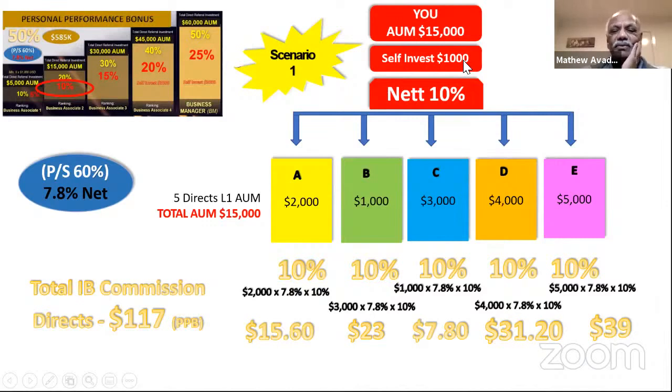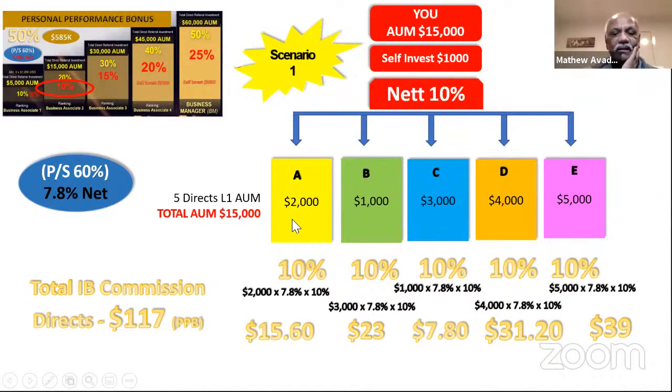You have invested $1,000, so now your net commission is 10%. As you can see, I've circled that on the chart at the top left-hand corner. So 15,000 and you qualify for 10%, and your minimum investment is $1,000. At level 1, you would get 10%, which is what we showed you.